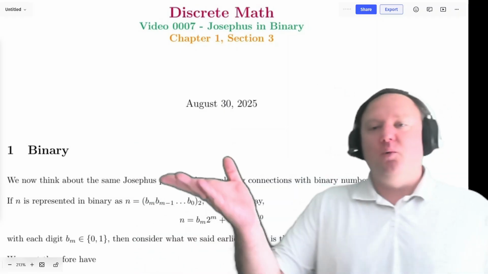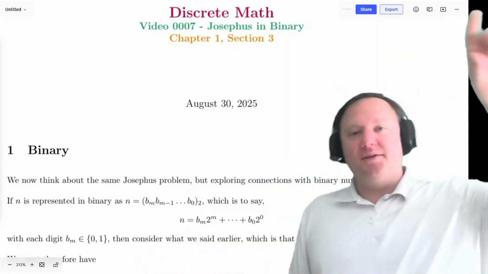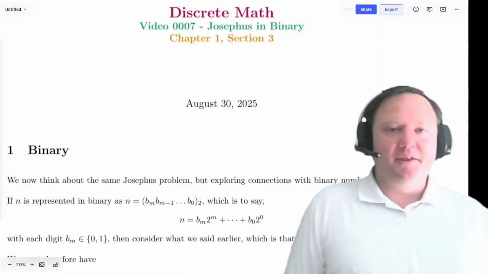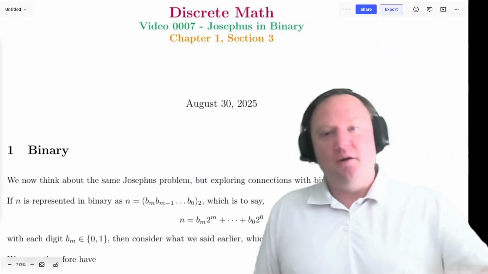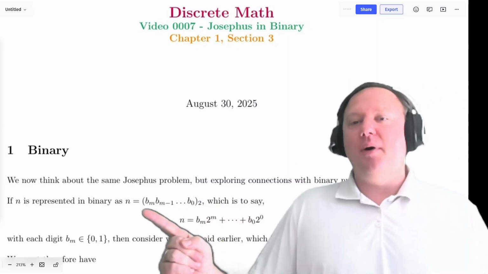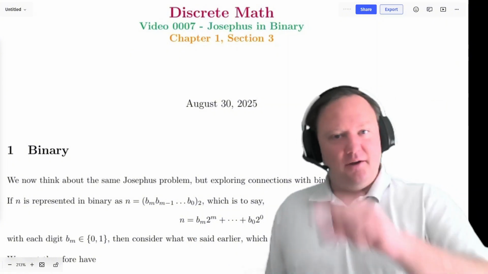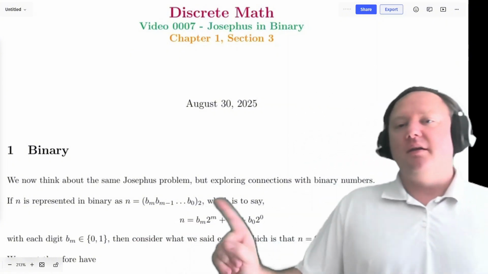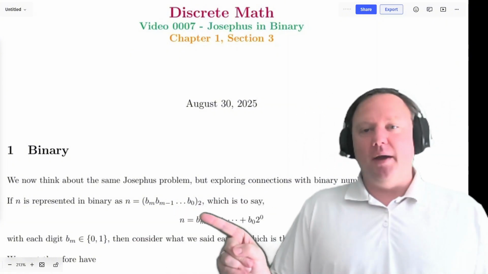So let's recall we're talking about the Josephus problem. That's with this cycle of things, and we eliminate every other one, and we keep going in a cycle. And we're considering any possible n items arranged in the circle. Now we're going to write n in its binary expansion.